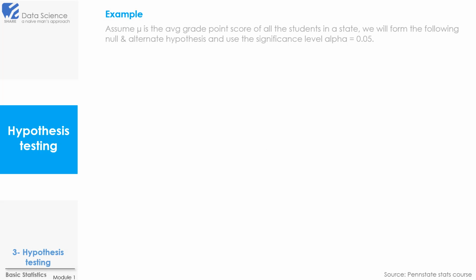So we'll understand one-tailed and two-tailed test with the help of this example. It says let's assume mu is the average grade point score of all the students in a state. We have taken a sample of say 15 students and now we are testing our hypothesis. So we will form the following null and alternate hypothesis and use the significance level as 0.05.